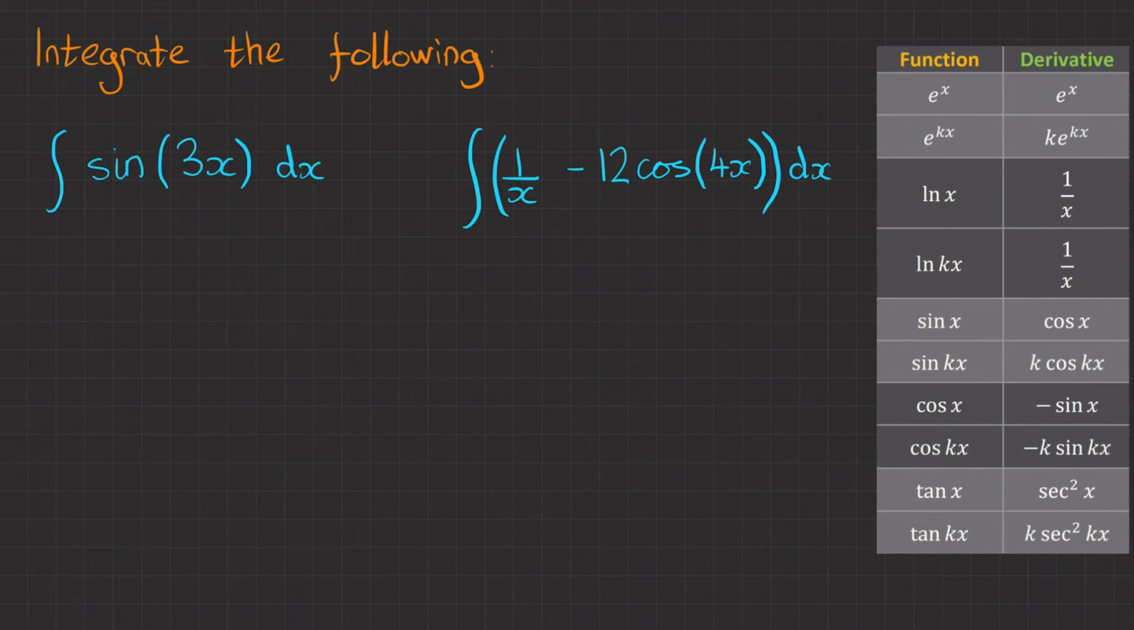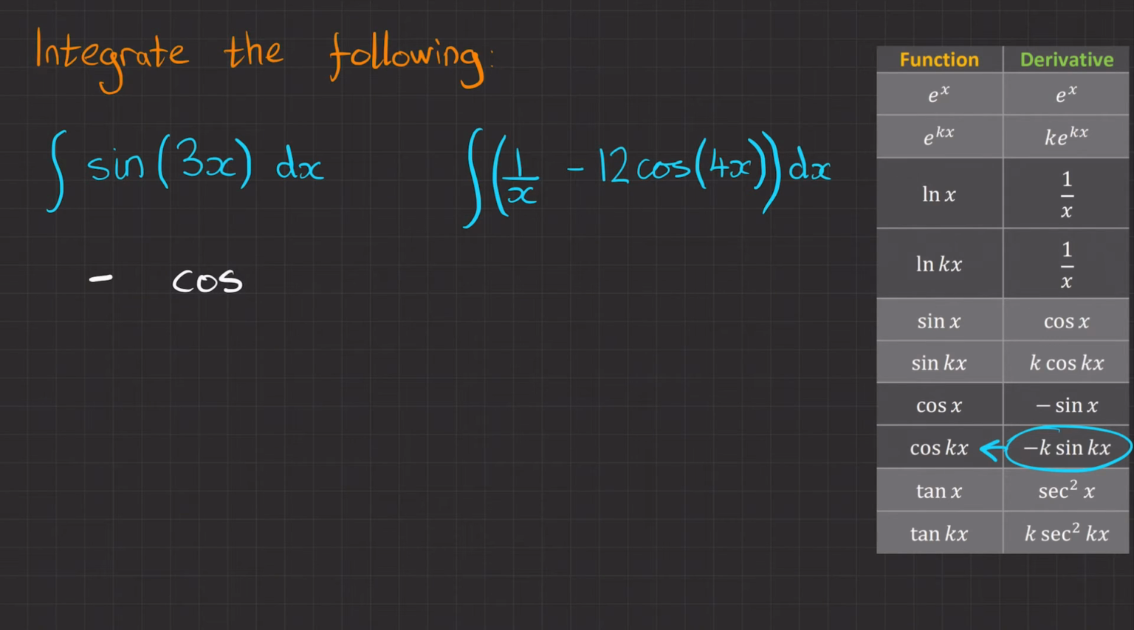Little bit trickier now. The first one, we've got sin 3x with respect to x. I'm going to look where sine of kx is on the derivative side of the table. That's the right hand side, and that's here. So we'll be looking to go backwards again. Let's do it a bit at a time. Well, the sign changes, so this is going to become a minus. Sine changes to cos, so we've got cos.